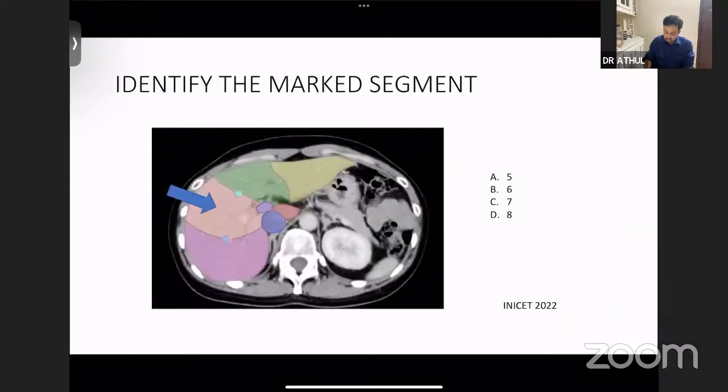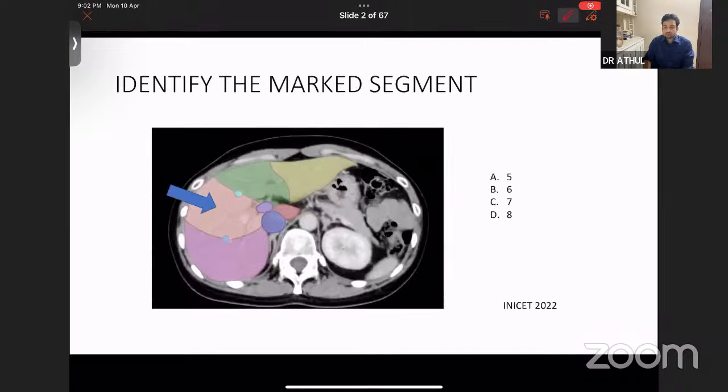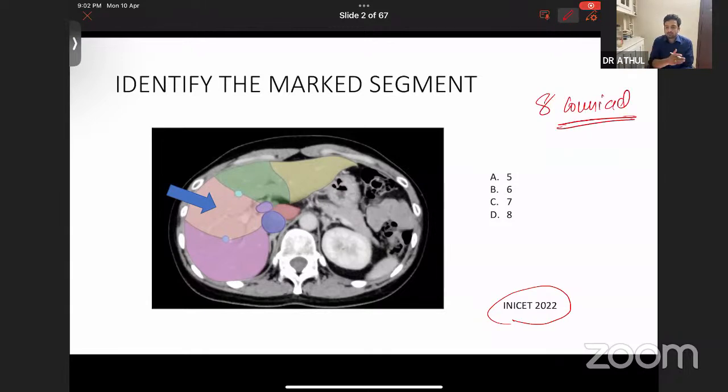So this is the first question, which was asked in INI-CET 2022. This is a radio-anatomy question, a question that combines both radiology and anatomy. They asked to identify the marked segment of the liver. As we all know, there are 8 Couinaud segments of the liver. They asked to find out which segment this was. So this was the question.